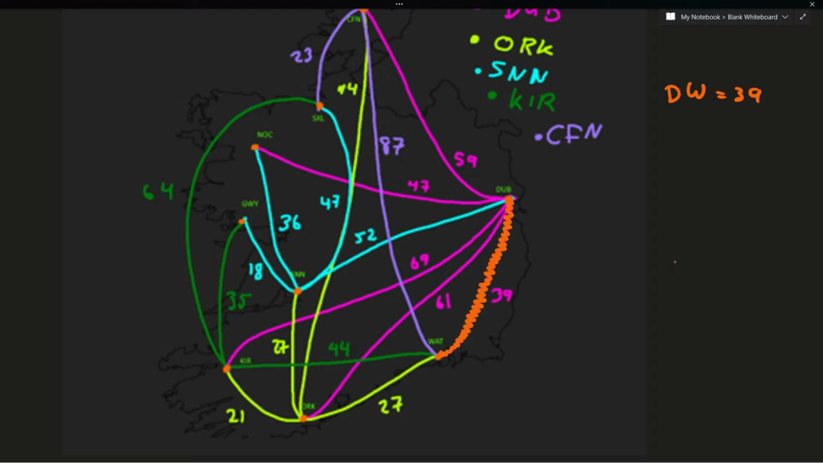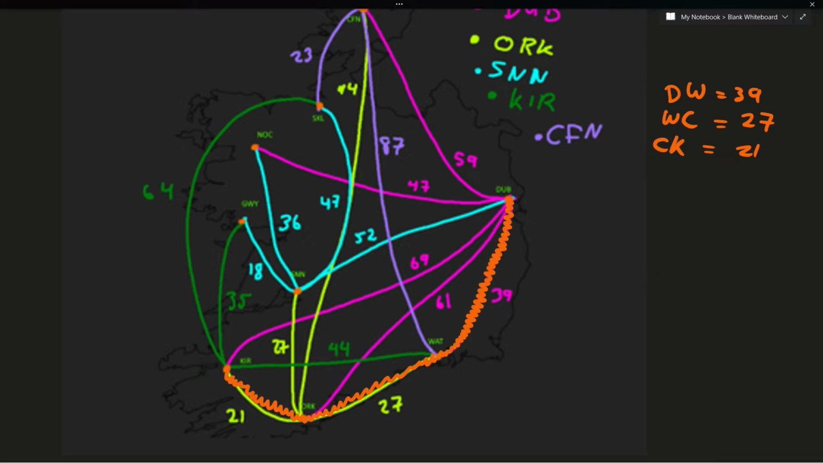With Prim's algorithm, you then look at the routes out of either Dublin or Waterford, and ones that don't create a cycle. The one that is the shortest out of either Waterford or Dublin is this one here, to Cork. So we'll label this as WC, and this is 27. And then you repeat it. Looking at Cork, Waterford, or Dublin, the next shortest is Cork to Kerry, which I'll label as CK, and that's 21.